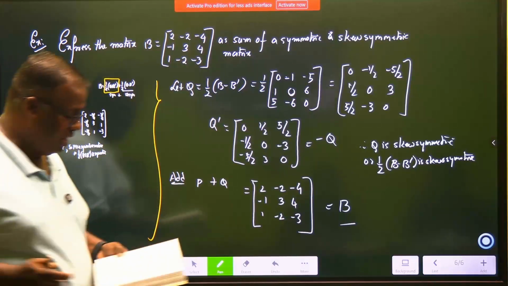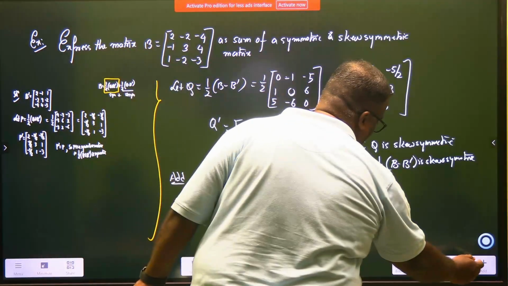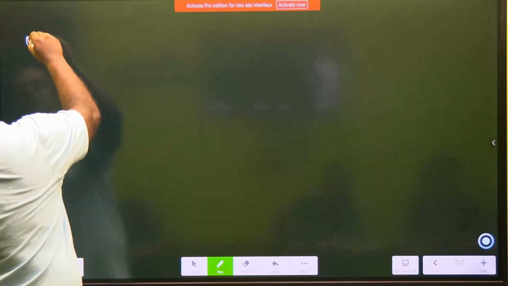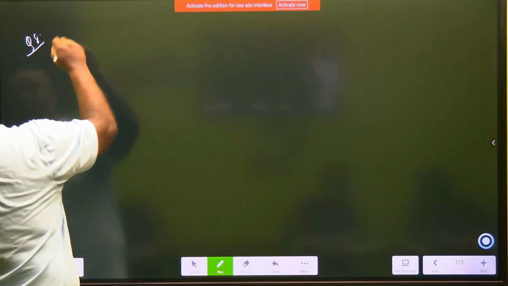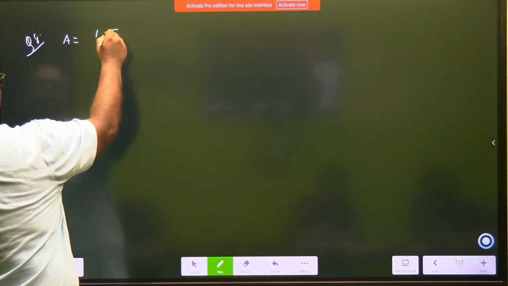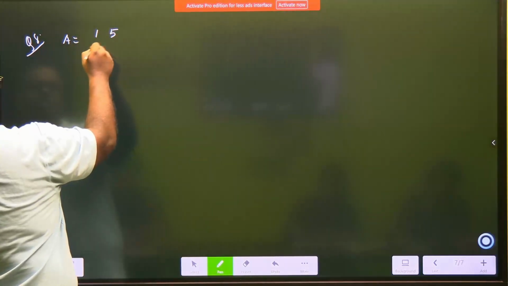Shall we do some exercise problems? Okay, this brings you to the next exercise, which is very easy. Let's do question number 8. I'm writing, we'll do it together. Don't worry. I have a 2 by 2 matrix A, 1, 5, 6, 7.